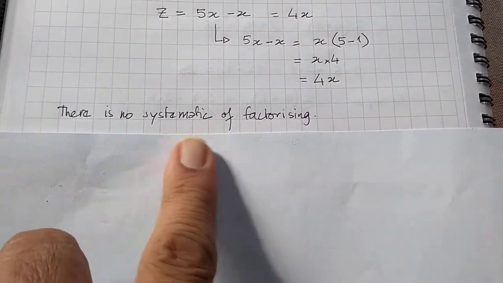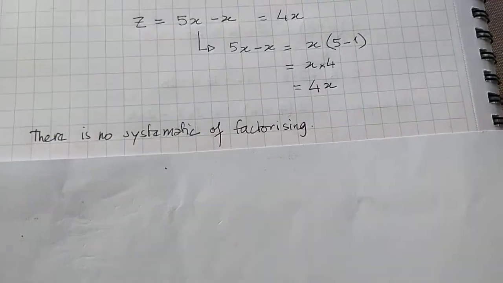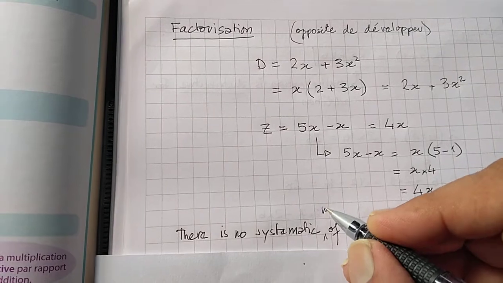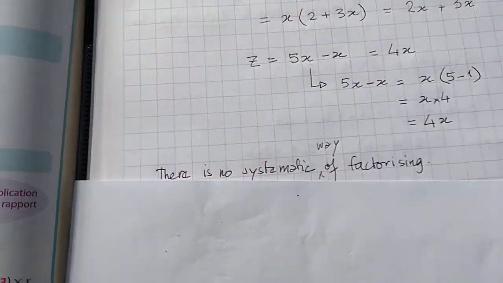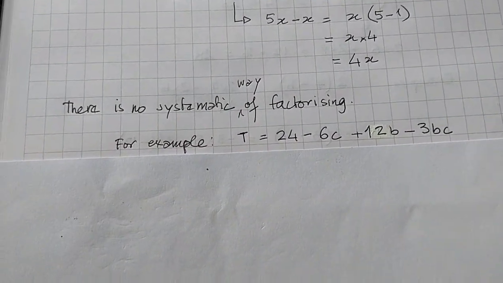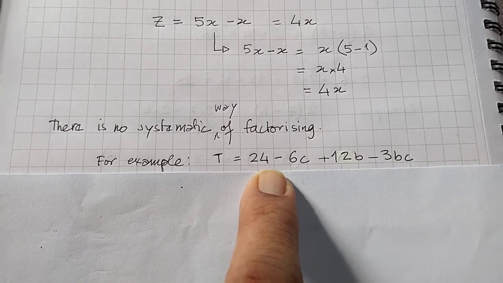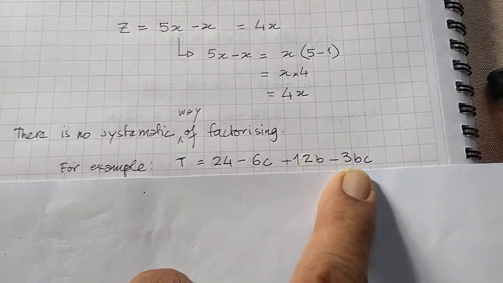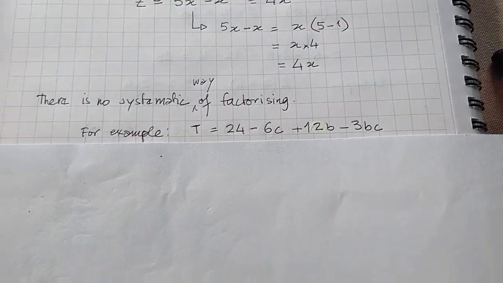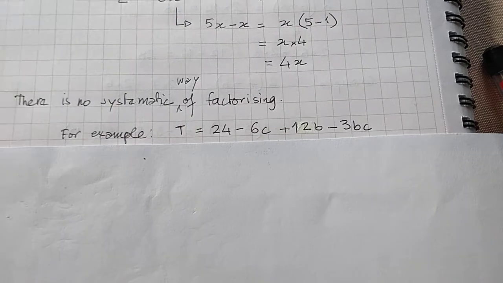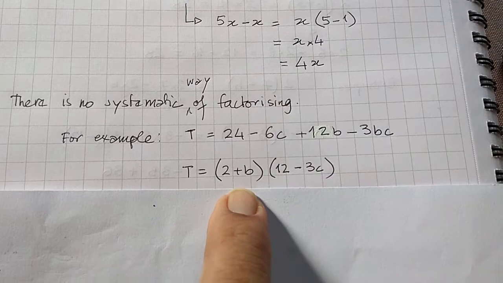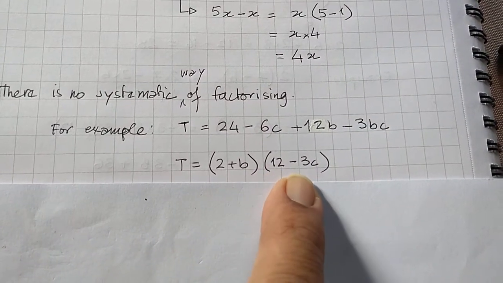So now, it's not always easy, there is no systematic way of factorizing. I've forgotten a word there. Let me add it. There's no systematic way of factorizing. You just have to try a little bit of trial and error. So, for example, if I give T is equal to 24 minus 6c plus 12b minus 3bc and I ask you to factorize it, you won't be able to do it. Indeed, if you ask me to factorize it, I will not be able to do it. But the answer is T is equal to 2 plus b multiplied by 12 minus 3c.